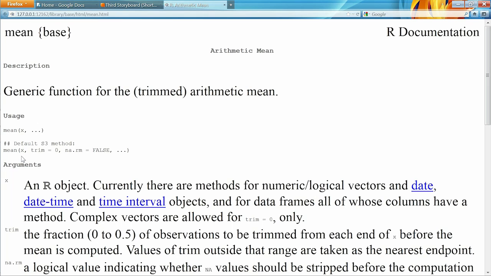Notice that x does not have a default, so we have to provide a numerical vector or else we'll get an error. Trim stands for the fraction of data we want to omit before calculating the mean. This is useful when we think there's outliers in the data. For example, if we set the trim to be 10% for the 30 days of June temperature, we'll omit the lowest 3 and highest 3 days of temperature before calculating the mean.